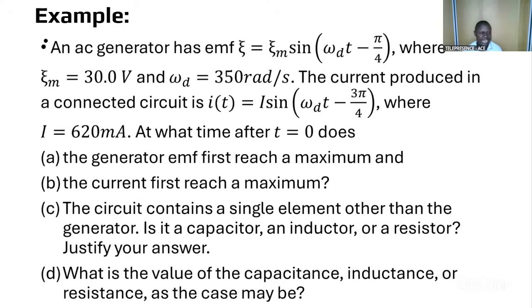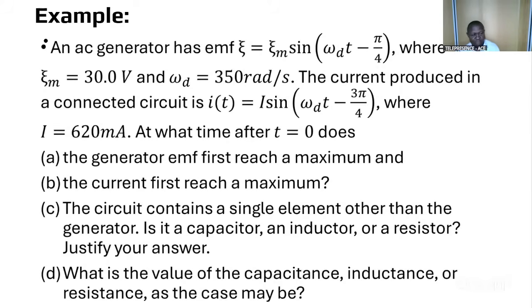The question said an AC generator has an EMF given as a function of time. And it also has a current produced by that EMF, given as a function of time. The EMF amplitude is 30 volts, omega d is 350 radian per second, and the current amplitude is 620 milliampere.